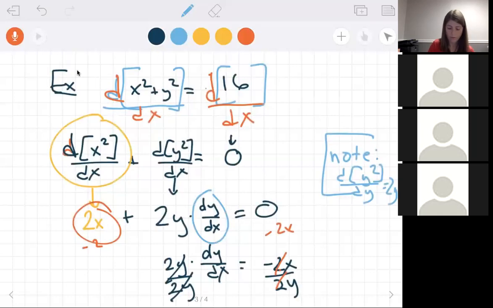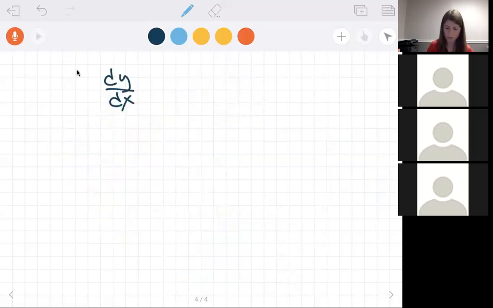Be careful we get the order right. That's going to matter for us. It's x over y. Don't lose your negative sign here. So our complete derivative is negative x over y.